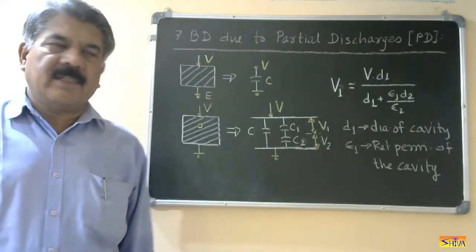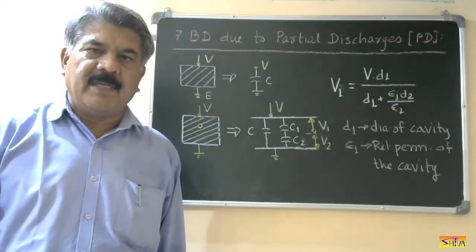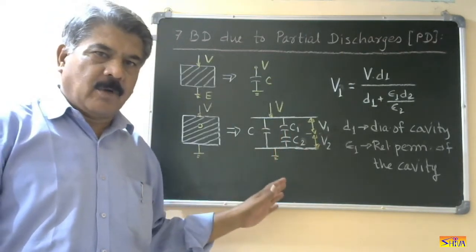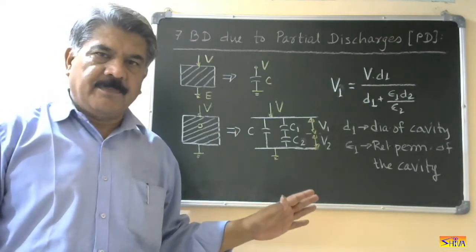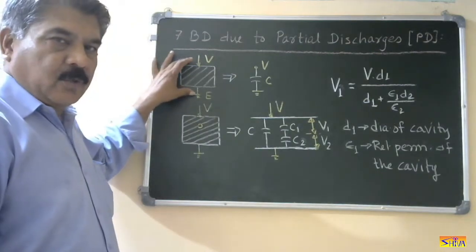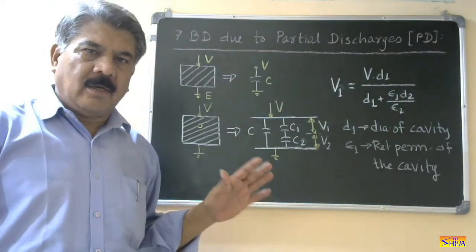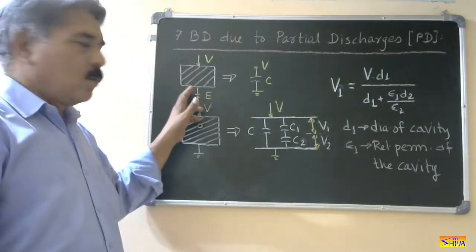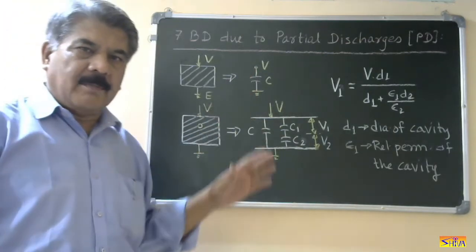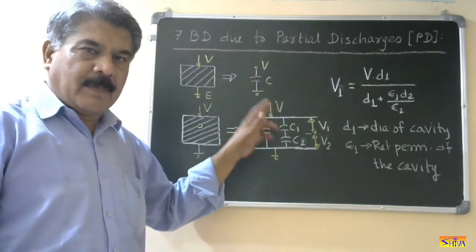The last one is breakdown due to partial discharges, PD. PD is partial discharge. So first I will explain the mathematical model and corresponding equation. Then I will explain the mechanism. Let us say this is the insulation. It is healthy insulation. There is no cavity or void. So its electrical equivalent is capacitance. I am assuming ideal insulation. Therefore, I am not showing the resistance in parallel with this.